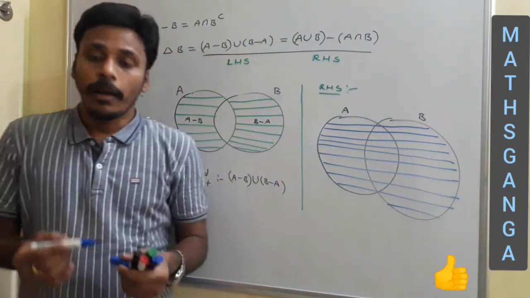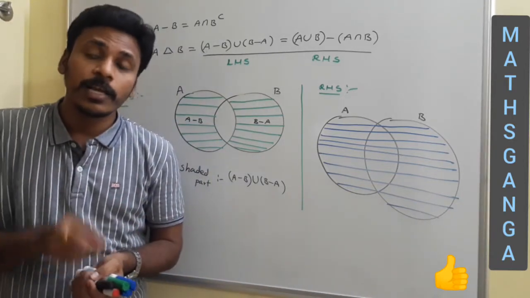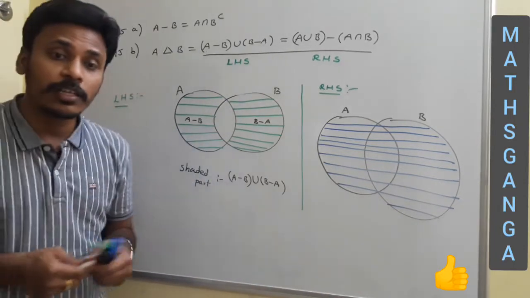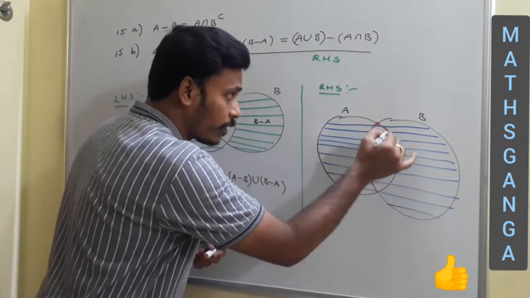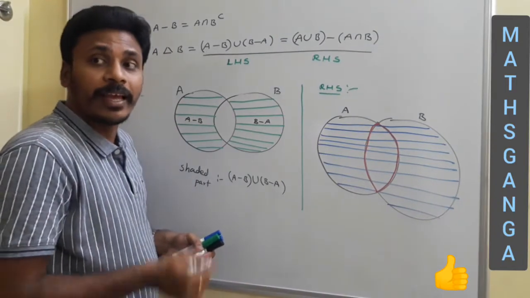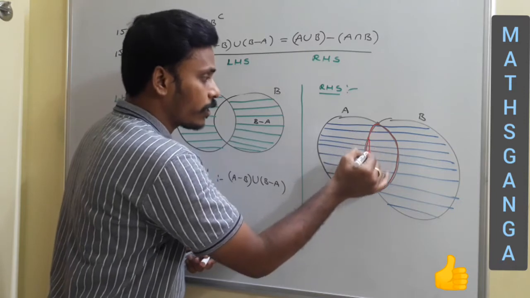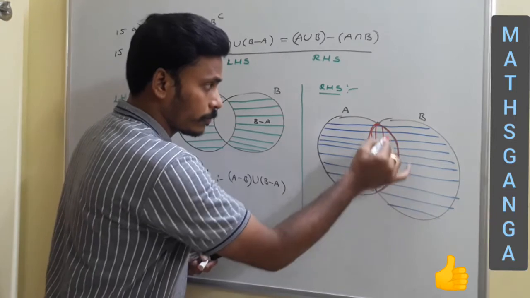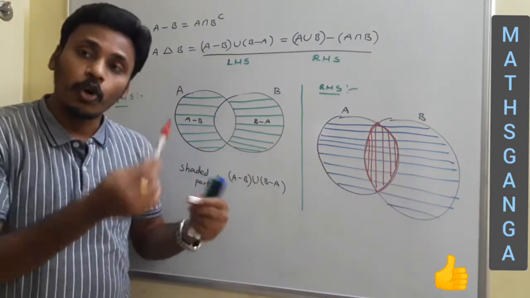Then we need to eliminate A intersection B. A intersection B means the common region of both circles. What is the common region for both the circles? Look there. This part is common to both circles. This part is there in circle 1 and circle 2, and that is called the intersection. So I am marking some vertical lines for this. This part is A intersection B and the total thing is A union B.